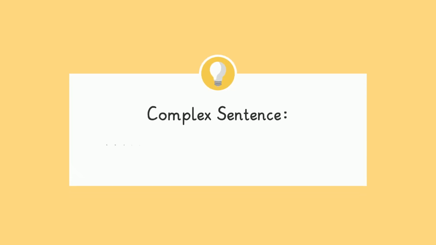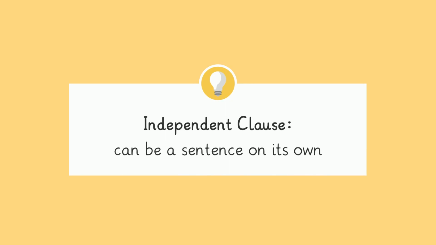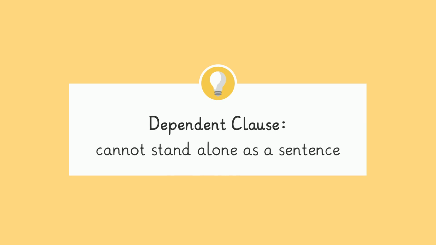A complex sentence contains an independent clause and a dependent clause. An independent clause is a complete thought, so it can be a sentence on its own. A dependent clause cannot stand alone as a sentence because it doesn't express a complete thought. It usually provides more information.